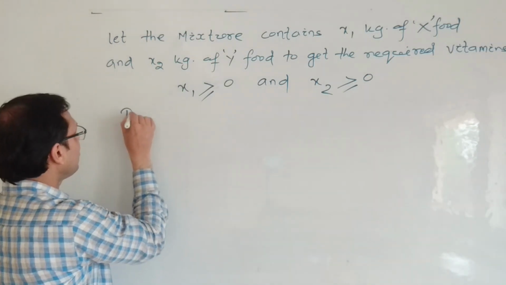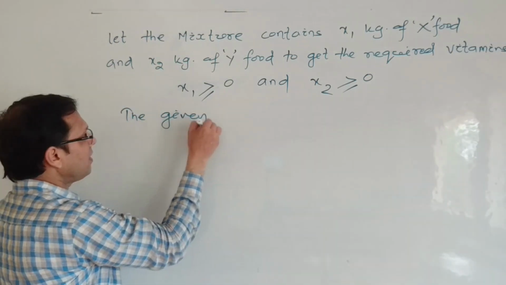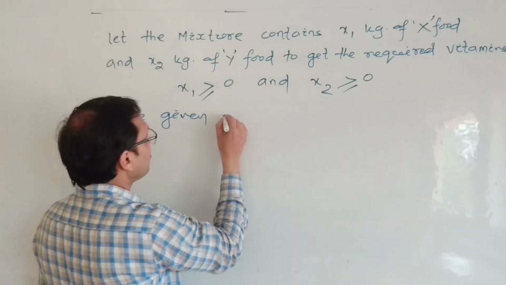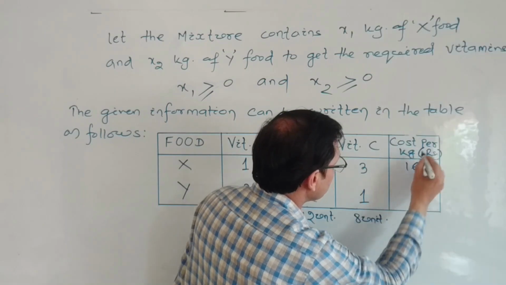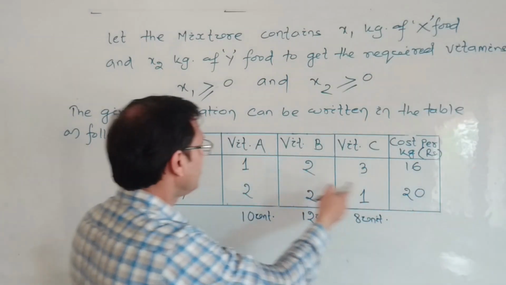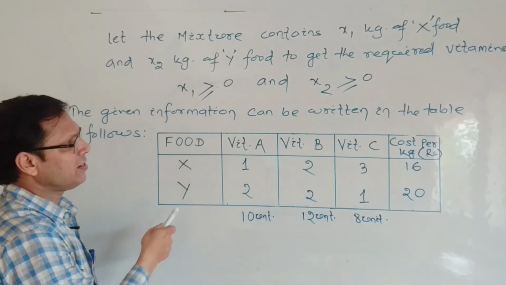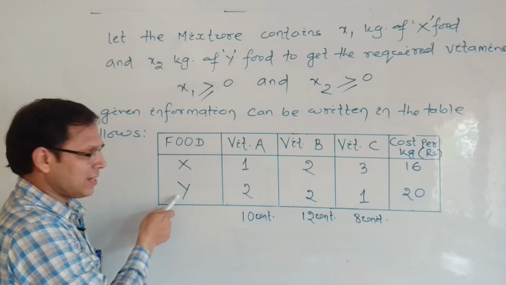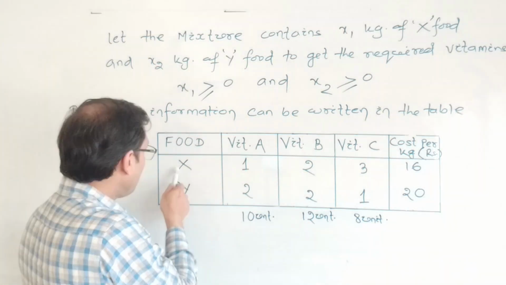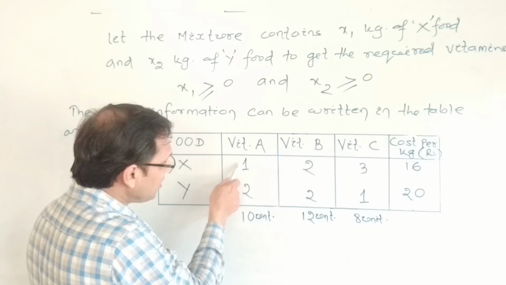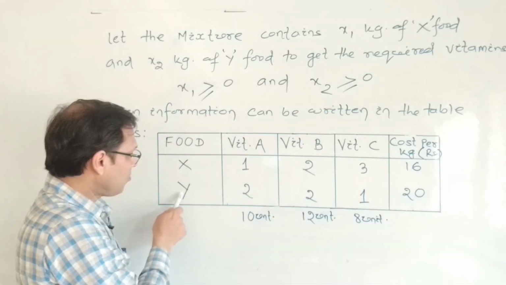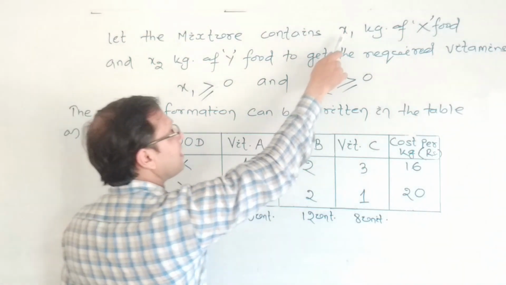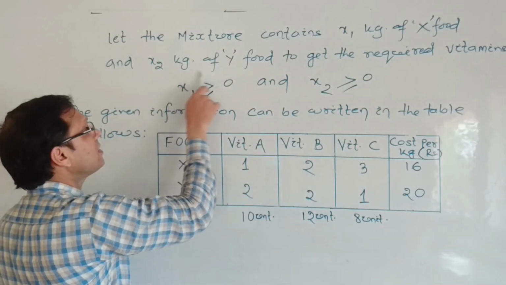Next, the given information can be written in the table as follows. You see, the cost per kg is 20. There are two types of food. First one is X food, second one is Y food. Again, 1 kg of X food contains 1 unit of vitamin A and 1 kg of Y food contains 2 unit of vitamin A. Now we have x1 kg of X food and x2 kg of Y food.